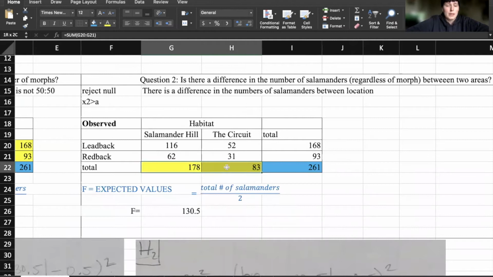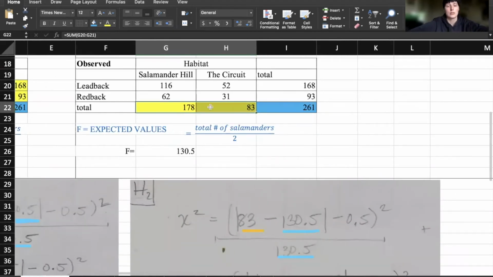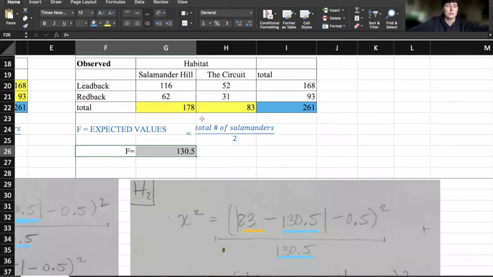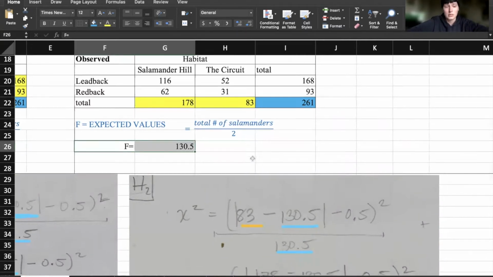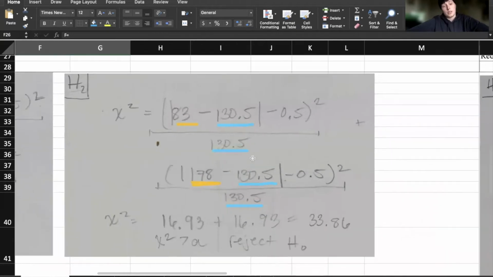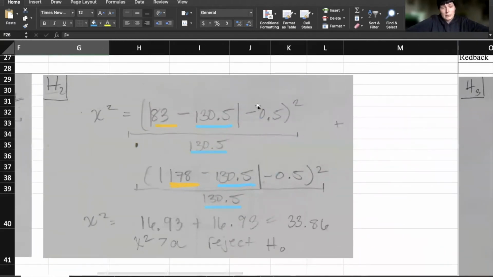We're going to be comparing these two yellow highlighted boxes, which represent the totals of the salamanders in the locations. We're going to use those for our observed values and then the same expected value, which was found from this formula. So it's the same thing, except you're just taking the totals from the different locations instead of the numbers from the total number of morphs.